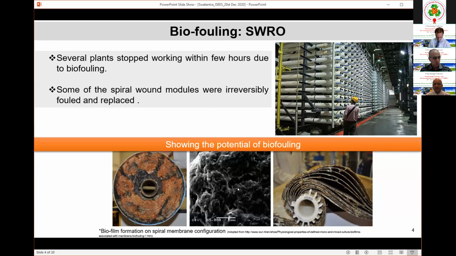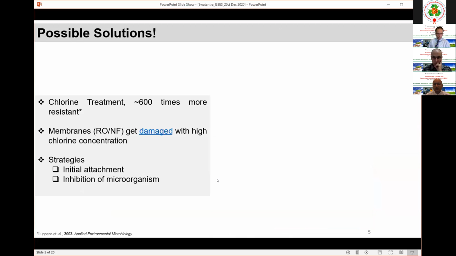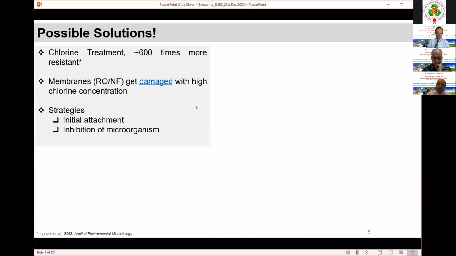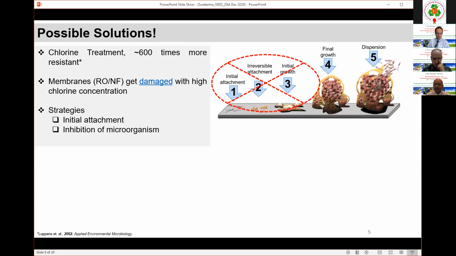And these are some digital and SEM images taken from the internet of fouled spiral wound membranes. So what is the possible solution? Generally, at present, people use different kinds of biocides. They try to clean the membrane, and people also use chlorine. But the problem is with these bacteria.